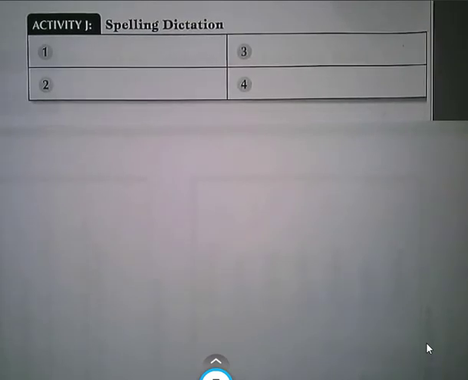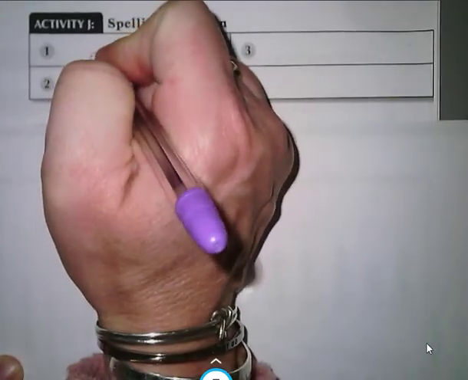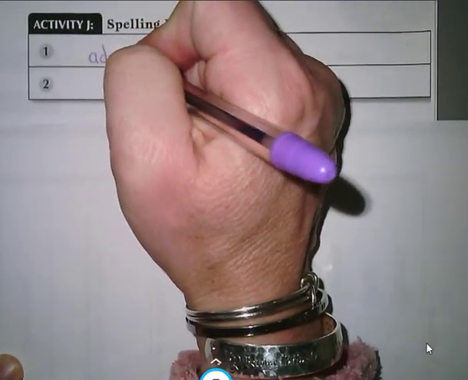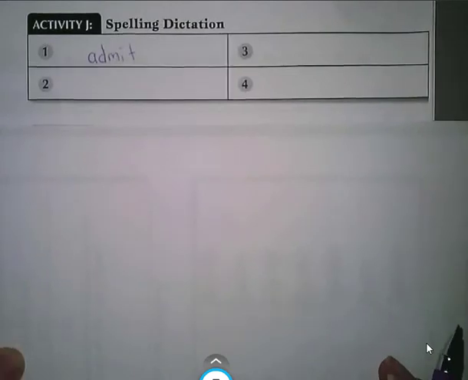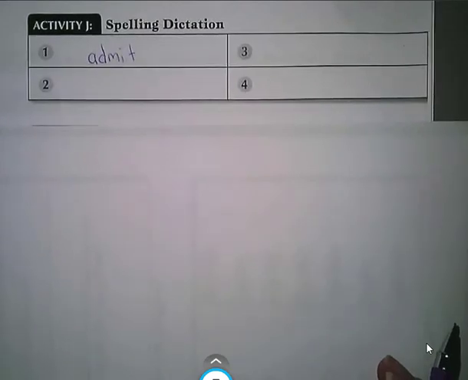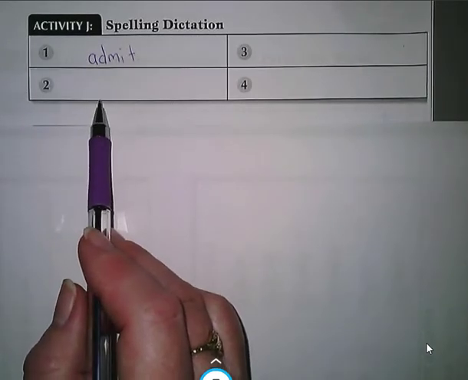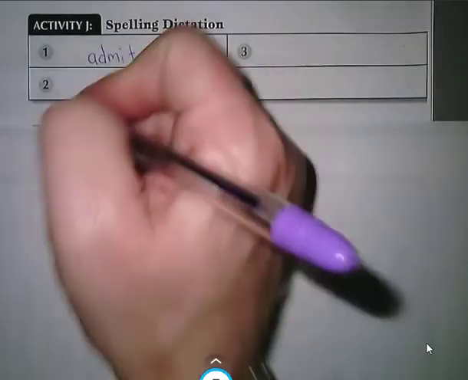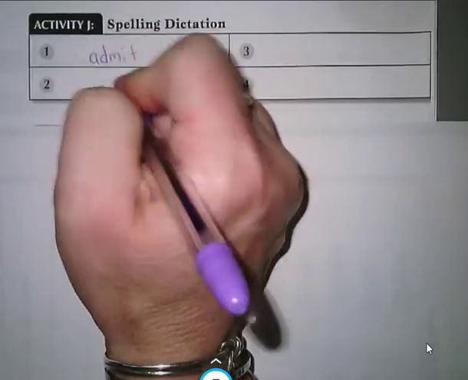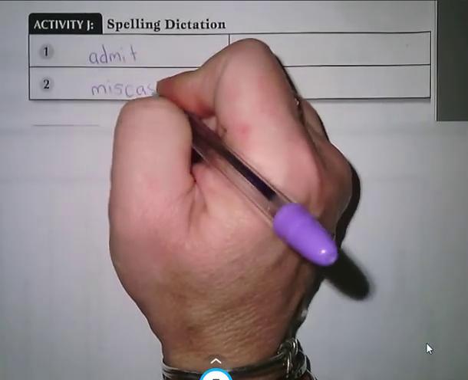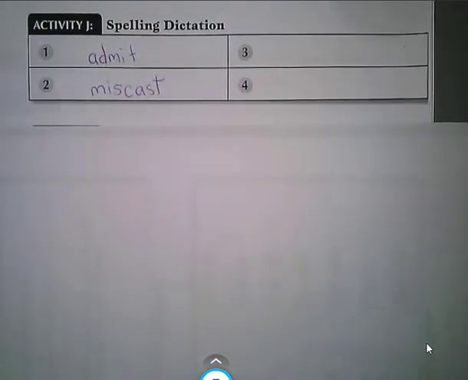So the first word is admit. Admit. You should be recognizing that there's a prefix on there, ad. Not the word add, the prefix ad. And then mit. It has that I by itself. Admit, to tell something. Word 2, miscast. Miscast. I hope you hear the prefix on there, miss, added to the word cast. Cast has that A by itself. Miscast.